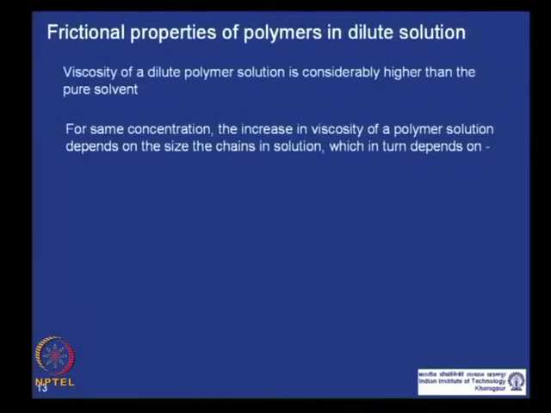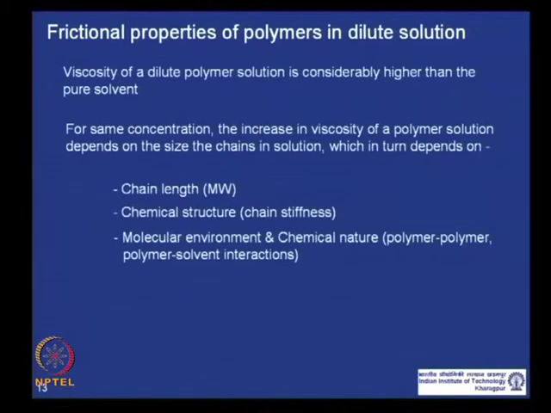For the same concentration, the increase in viscosity of a polymer solution depends on the size of the chain in the solution. The higher the size, the higher the viscosity, as we discussed, and the size in turn depends on the chain length or the molecular weight, as we have discussed earlier. Chemical structure and chain stiffness matter too: the higher the stiffness, the more the dimension or size goes up. The chemical nature, the chemical constitution of the polymer, and the solvent you are using determine how good the polymer and polymer solvent interactions are. The more the interaction between polymer and solvent, the more the coil expands, so you have a larger size, and so a larger viscosity.